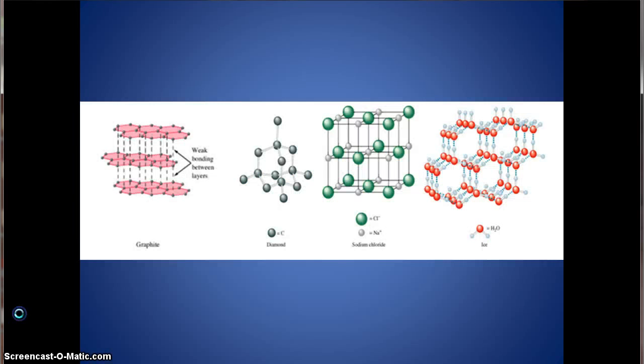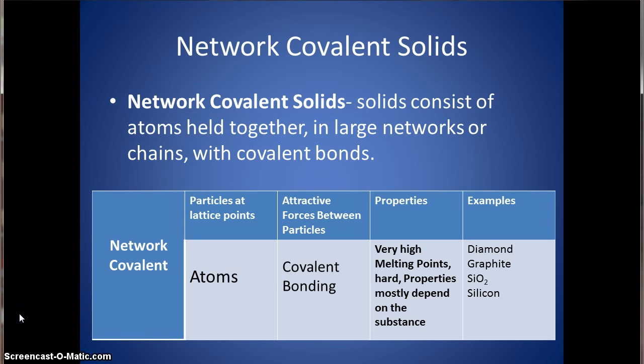Network covalent solids. This is a picture depicting a couple of things. You can see the lattice structure of ions, but you can also see graphite and diamond, which are two different types of network covalent solids, and of course ice. Network covalent solids consist of atoms held together in large networks or chains with covalent bonds, which lead to large molecules because of the strong directional quality to them. They're going to have high melting points and be hard, but we can't actually say the property because it depends on the substances, so I'm going to go into further detail.